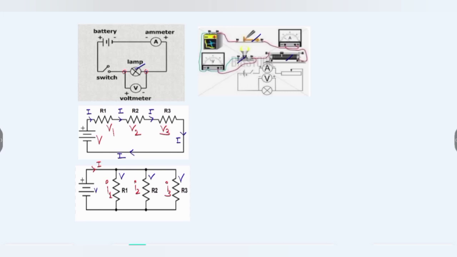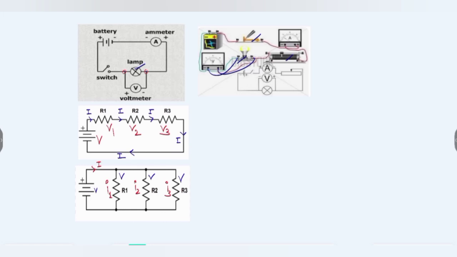Whereas here we have one more device, that is the bulb. Across the bulb, what did we connect? We connected a voltmeter. The voltmeter is connected in parallel. You can observe these two terminals are connected at one point and these two terminals are connected at another point. They are not one after the other. That is parallel connection. We can see the voltmeter and ammeter connections in these two figures.